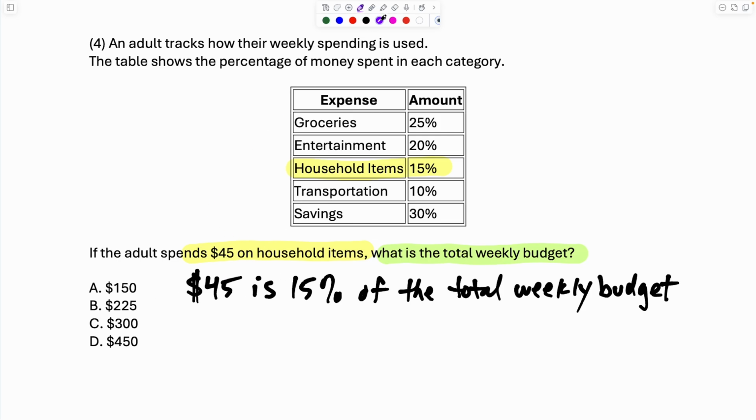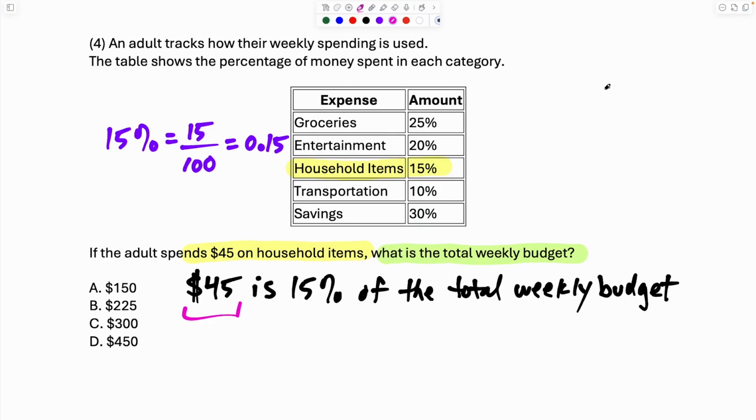But you see how this connects to what we've been doing all along in this section. When we want to find the original amount, we do the part divided by the percent. So I'm going to take 15% and express this as a fraction. This is 15 out of 100. And as a decimal, that's 0.15. And now we're going to take the 45 here, and we're going to divide that by 0.15.